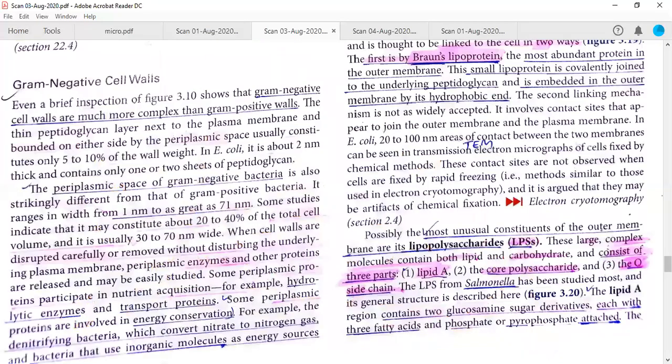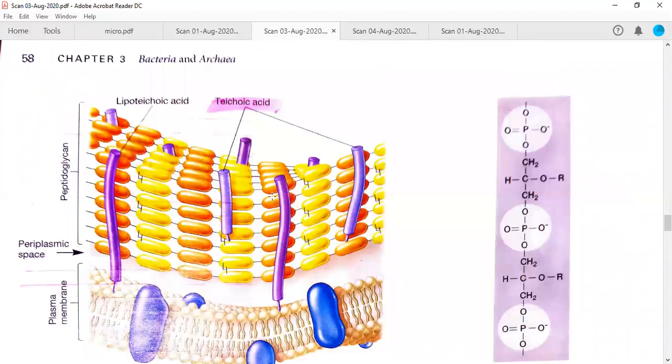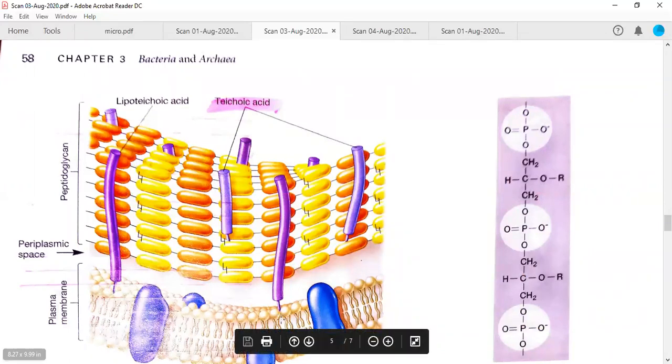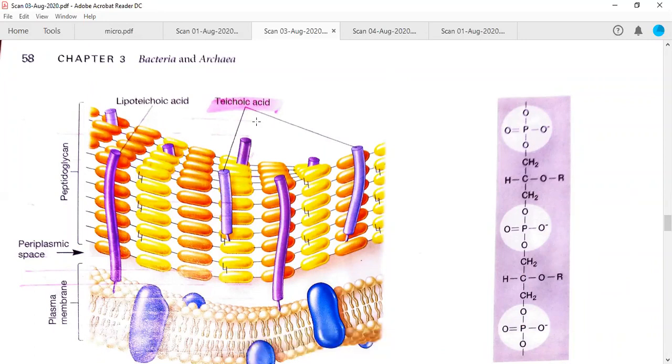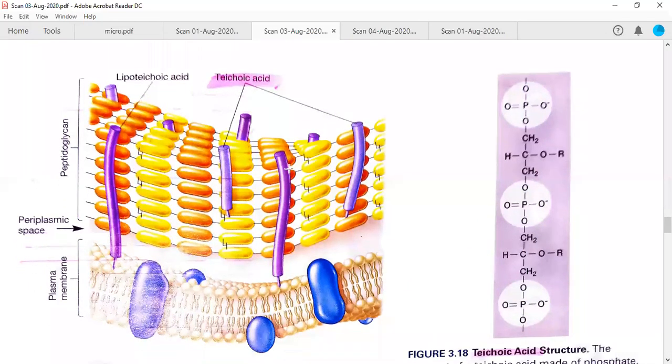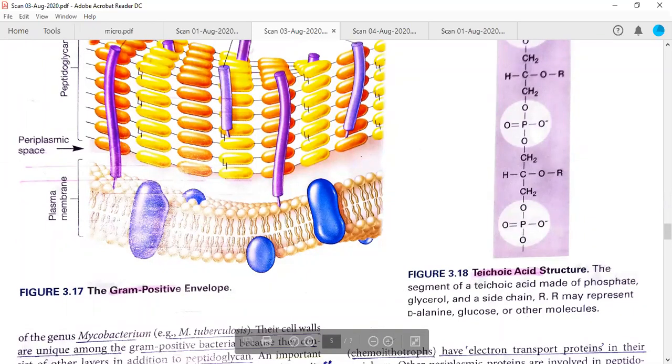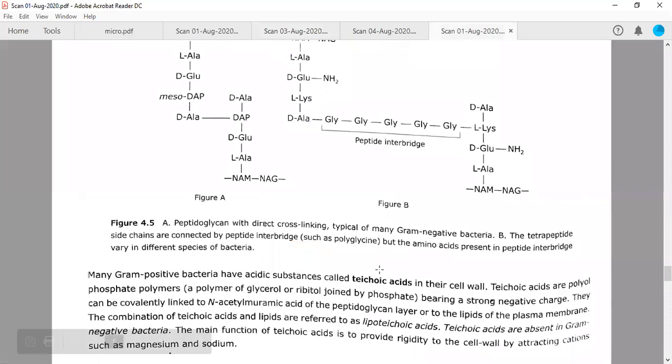Let's discuss this teichoic acid. This teichoic acid is a polymeric substance. You can see these rods; these are polymers. This teichoic acid can either link to the peptidoglycan cell wall, or it is linked directly to the plasma membrane, as you can see here. If they are connected to lipids of the plasma membrane, then they are called lipoteichoic acids. And if they are connected to the peptidoglycan sugars, they are called teichoic acids, simply. This is an acidic substance, negatively charged, in the cell wall.